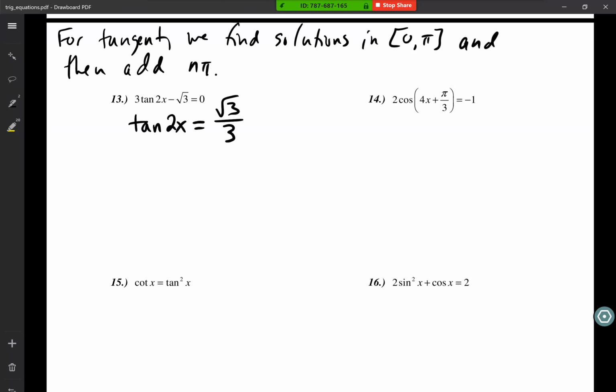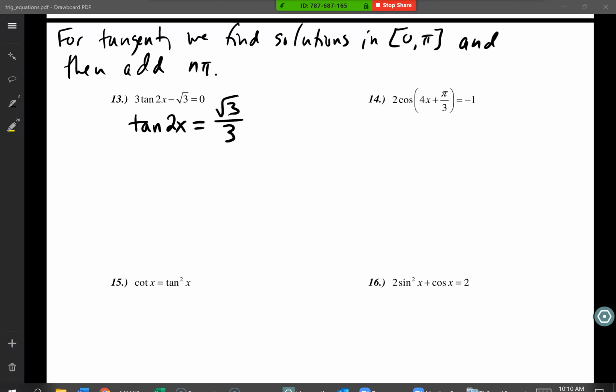So when we do the general solutions for tangent, we only have to worry about from 0 to pi to start with, rather than 0 to 2 pi. The reason we do 0 to 2 pi for sine and cosine is because the period is 2 pi. But for tangent, we only have to worry about 0 to pi. So we only have to worry about quadrants 1 and 2 for our purposes.